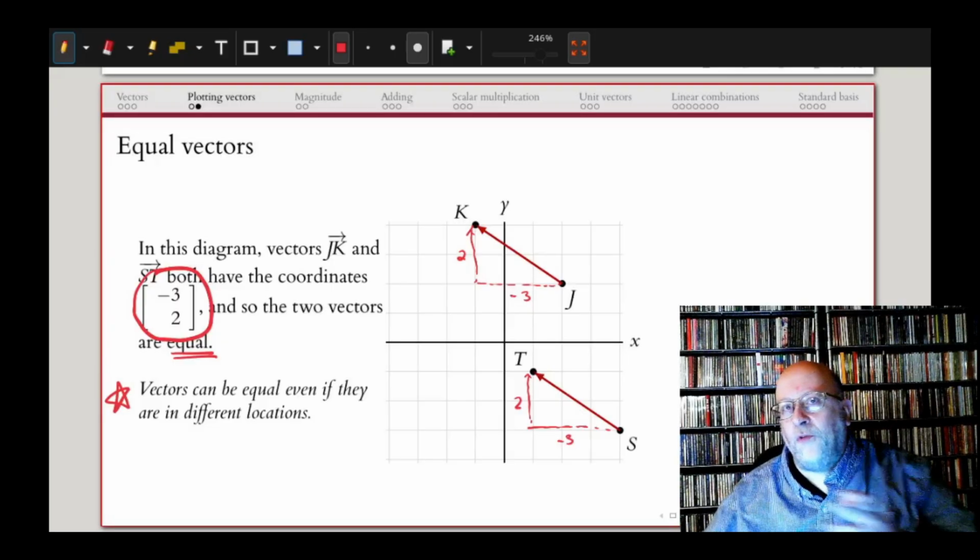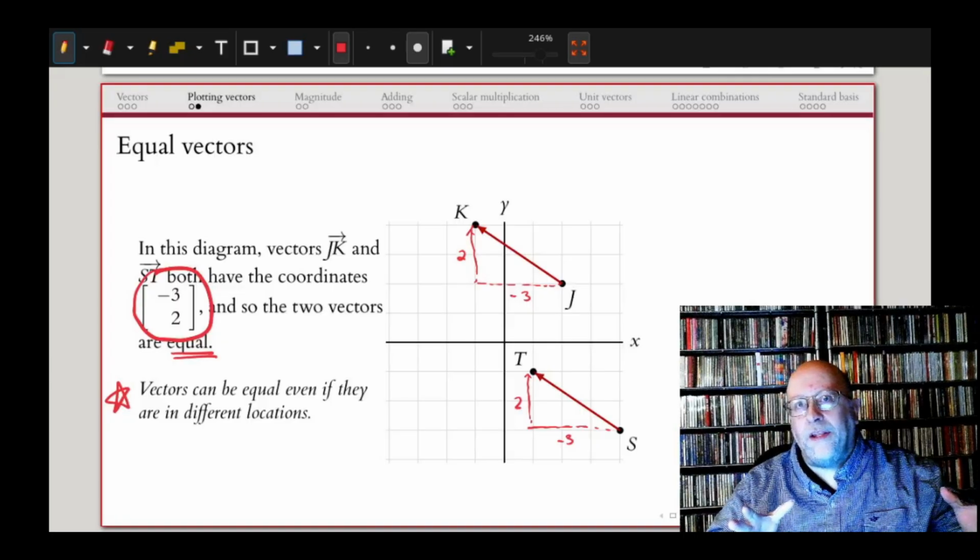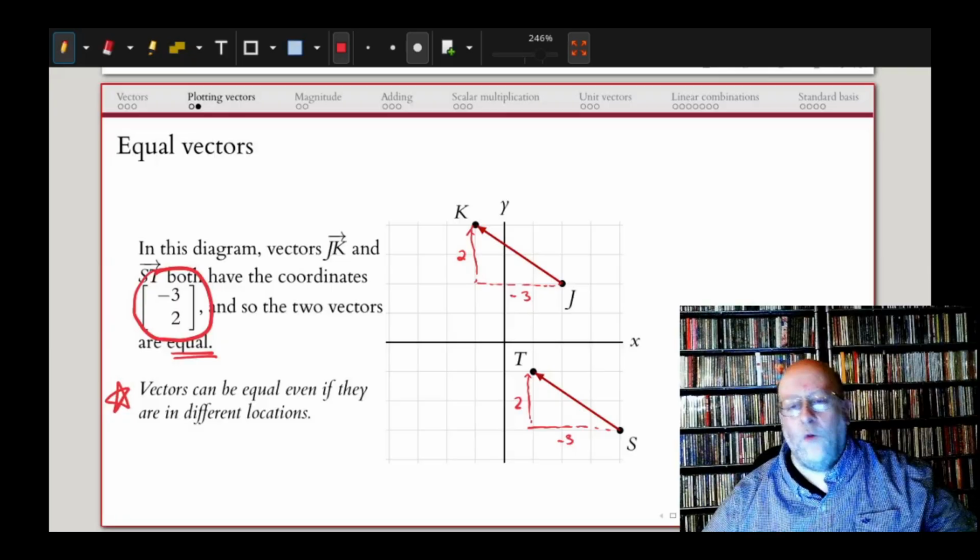They just have to represent the same amount of movement in the x direction and the same amount of movement in the y direction. Or if we're in R3, then also the same movement in the z direction.